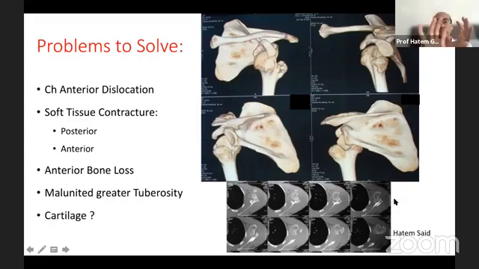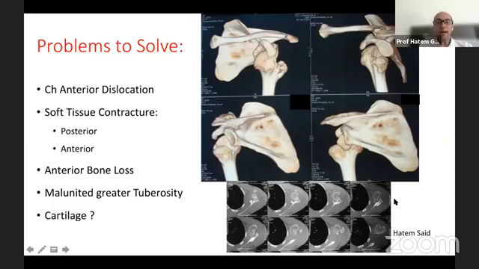Secondly, he's not having any external rotation. So your anterior subscap is contracted, and that makes it very difficult to reduce while you're having the surgery. So that's another problem that you will face after the operation, is trying to stretch his anterior soft tissue structures.